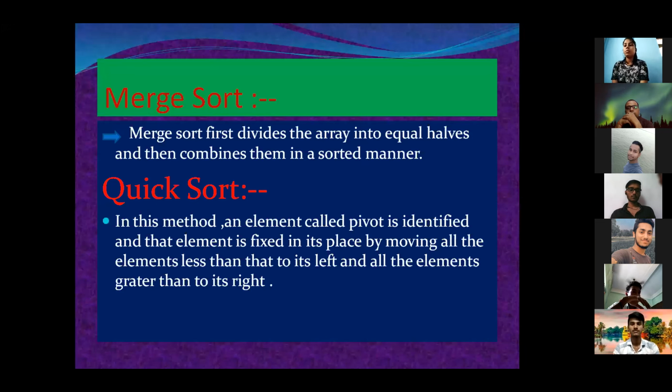Now the third one is merge sort. Merge sort first divides the array into equal halves and then combines them in a sorted manner. The fourth one is quick sort.